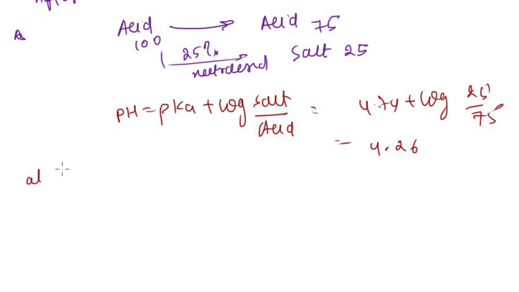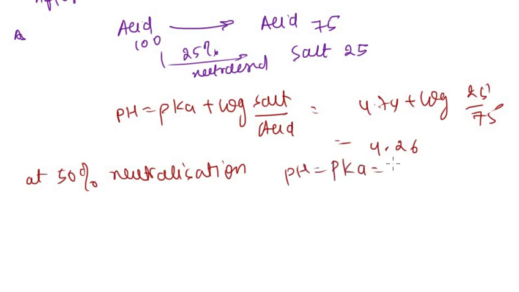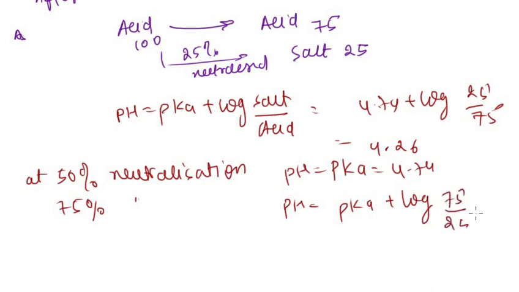Now at 50% neutralization, when acid and salt both are 50%, then pH equals pKa, which is 4.74. And at 75% neutralization, pH equals pKa plus log salt upon acid. Salt is 75, acid is 25. So it is pKa plus log 3.